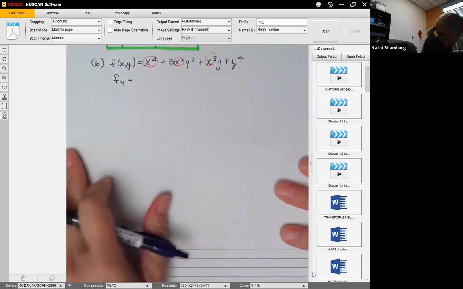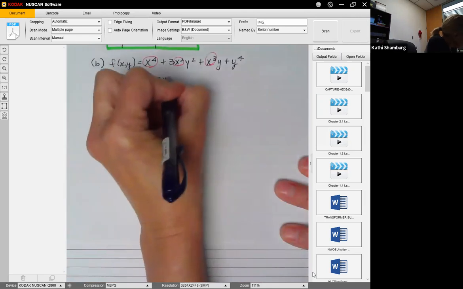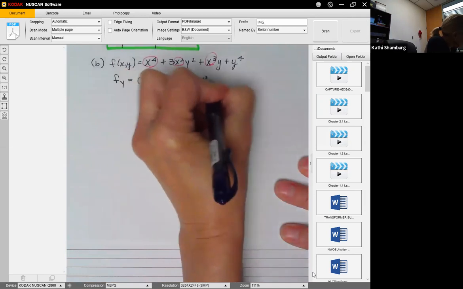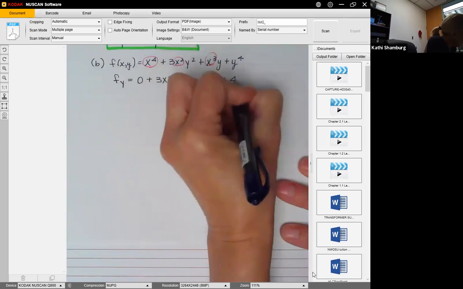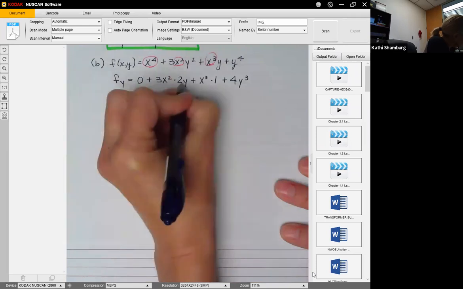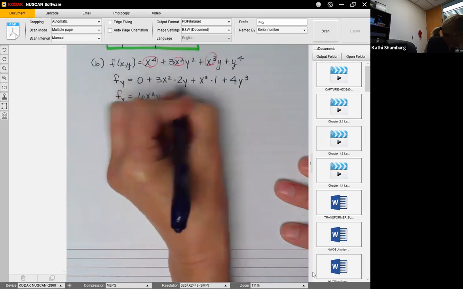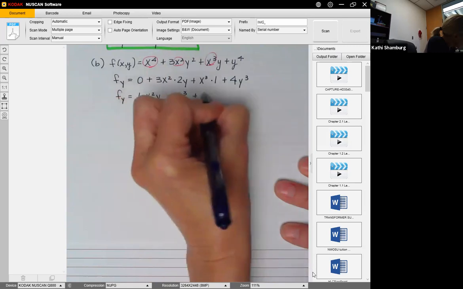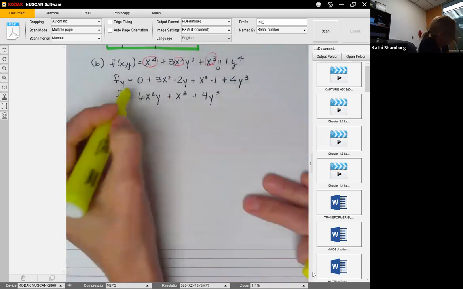All right, so constant 0 plus 3x squared times 2y plus x cubed times 1 plus 4y cubed. So in cleaning that up, we get 6x squared y plus x cubed plus 4y cubed. So this is the first derivative with respect to y.